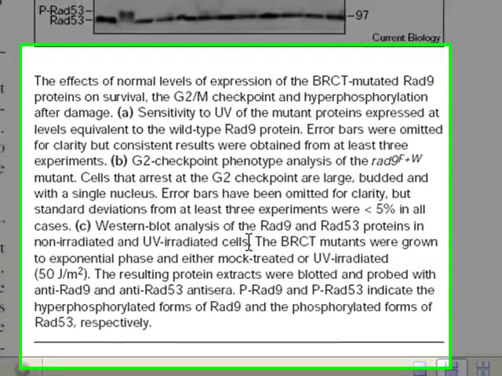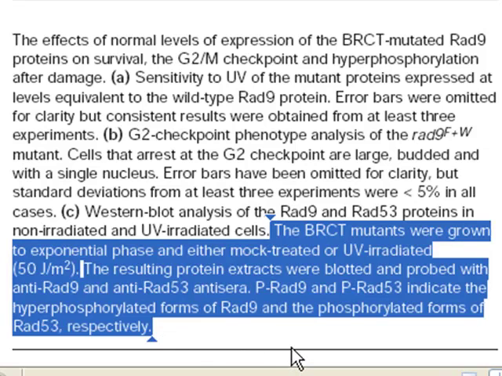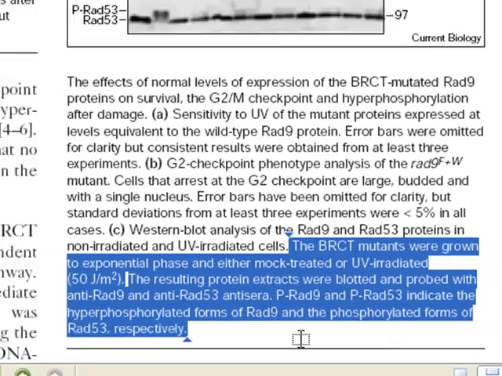we are told the BRCT mutants were grown to exponential phase and either mock-treated or UV irradiated at 50 joules per meter squared. The resulting protein extracts were blotted and probed with anti-Rad9 and anti-Rad53 antisera. Because Part C is a crucial experiment in this paper, this detail is important so that we can understand how it was carried out and how we can interpret it.